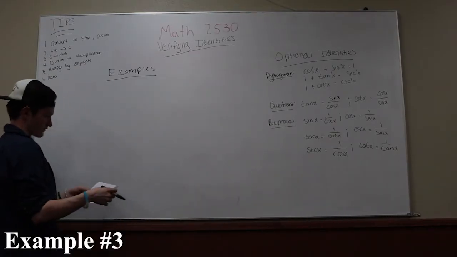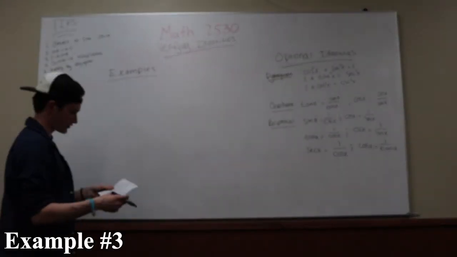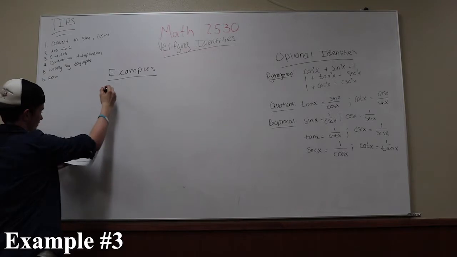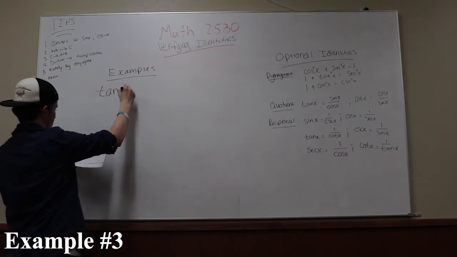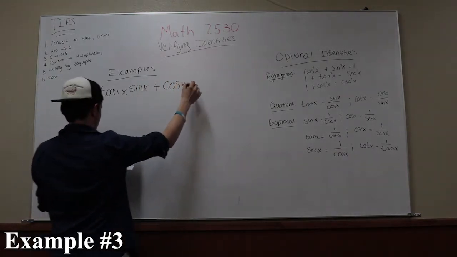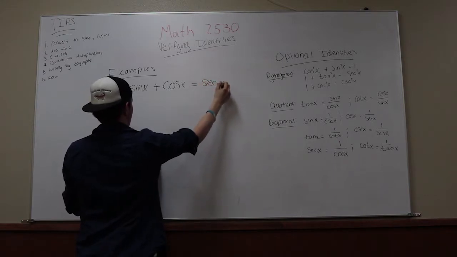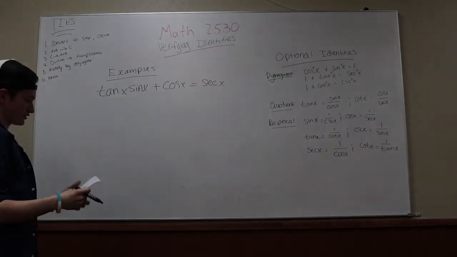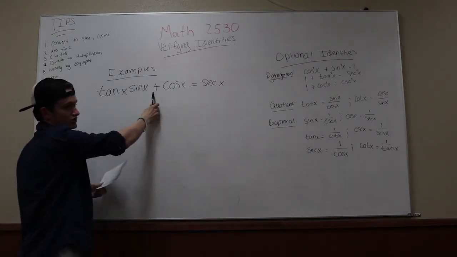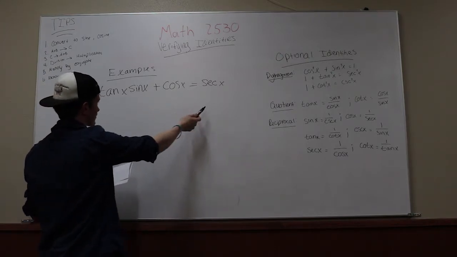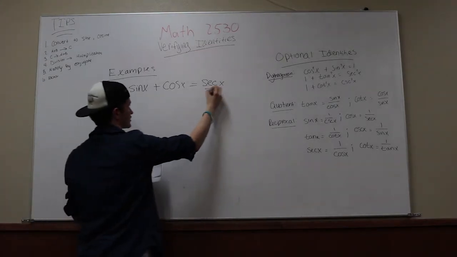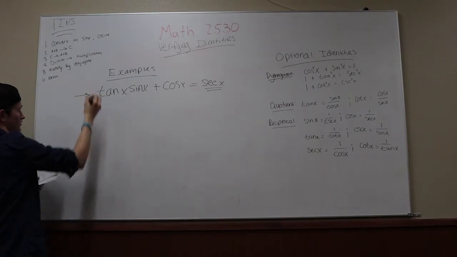Okay, so we have another example for you guys, and this one's a little bit more difficult, depending on how you look at it. We think it's more difficult. So we're going to start off by having tan of x times sine of x plus cosine of x equals secant of x. So our plan here is, as you can see, we have two terms separated by an addition sign on the left side and then one term on the right side. So our plan here is to work with the left side and keep the right side the way it is. So we're just going to keep that, and we're going to work with this one right here.